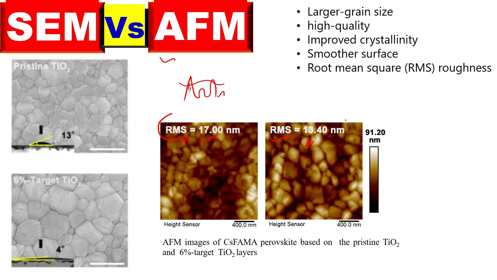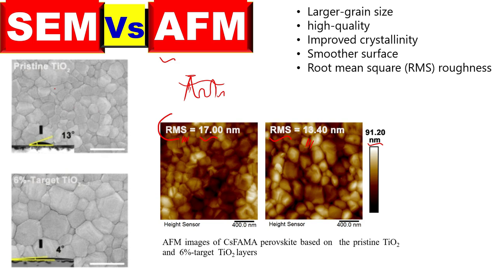Another important thing is this vertical bar basically shows the variation in that altitude. This means that the maximum height of the roughness or this grain height is basically 91.20 nanometer.